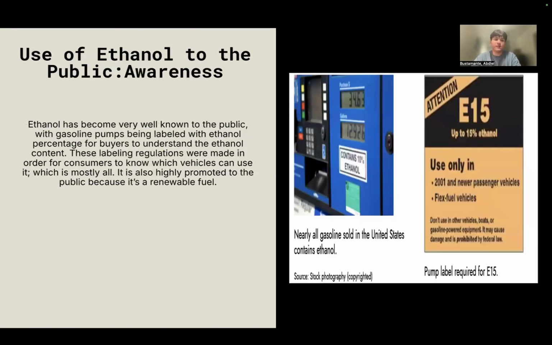Use of ethanol to the public. Ethanol has become very well known to the public, with gasoline pumps being labeled with ethanol percentage for buyers to understand the ethanol content. These labeling regulations were made in order for consumers to know which vehicles can use it, which is mostly all. It is also highly promoted to the public because it's a renewable energy. We also have an image that depicts these labelings that are mandated.